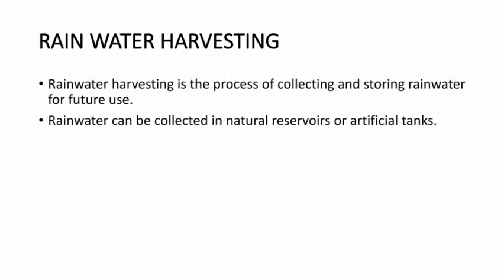The next topic is rainwater harvesting. Rainwater harvesting is the process of collecting and storing rainwater for future use. So the rainwater has to be stored. Rainwater can be collected in natural reservoirs or artificial tanks. Natural reservoirs means ponds and lakes; all these come under natural reservoirs. Artificial tanks means we have to construct them, like dams or any tank-like structure, and we have to store the water.